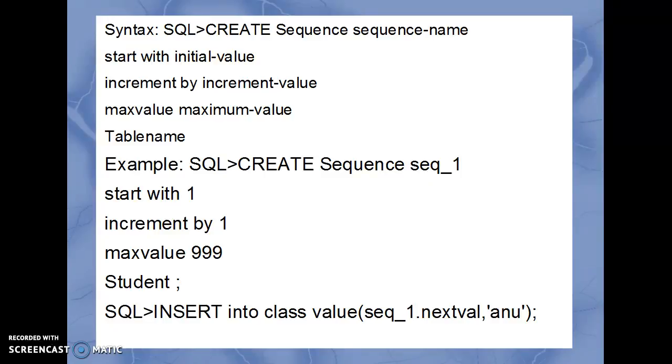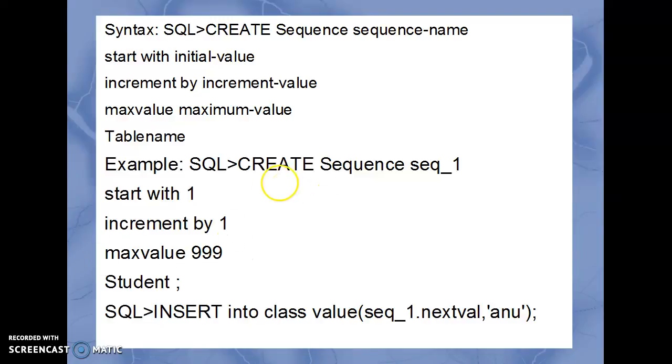Next, take an example of CREATE SEQUENCE, where SEQUENCE is a keyword, followed by a name that looks like a table name. Suppose sequence one starts with 1 as the initial value, incremented by 1, that means 1, 2, 3, 4 like this. The maximum range is 999, or you can give another, like 10,000 or 20,000, depending on your number of products, students, or employees, and it will be incremented until the maximum range.